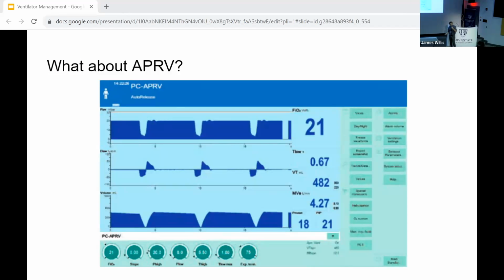So what about APRV? APRV, you can adjust the pressure high, the pressure low, right down there. Those are two settings. The time that's spent in each, and the FiO2. And there's different schools of thought in terms of when to apply APRV. Should you just start with APRV, or should you use it as a salvage therapy in order to avoid considerations for VV ECMO? And there are some small trials that look at conventional ventilation compared to APRV and find some benefit in terms of days on the ventilator, no real big mortality difference.